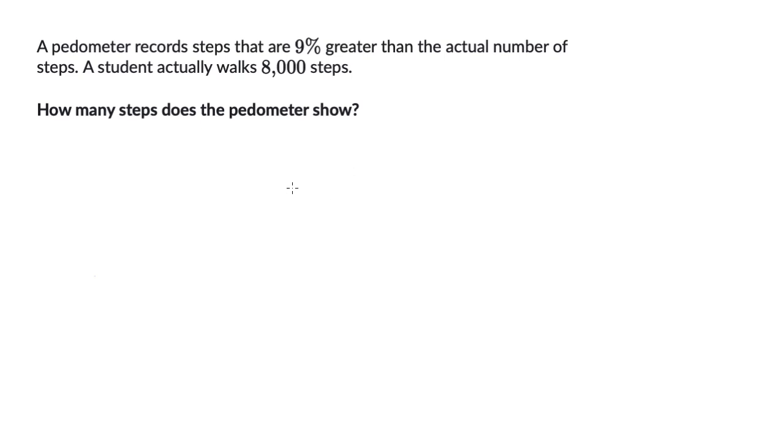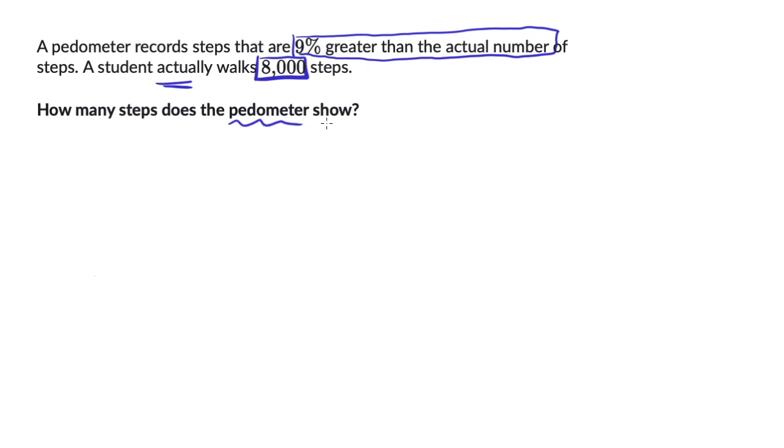All right, so in questions like this, it's really important to think about what is the estimate or the recording versus what is the actual. The actual we see here is 8,000. And what we want to figure out is how many steps the pedometer shows. They tell us the pedometer records steps that are 9% greater than the actual. So the pedometer is going to overestimate the number of steps. It's going to be 9% more than this actual value right over here.